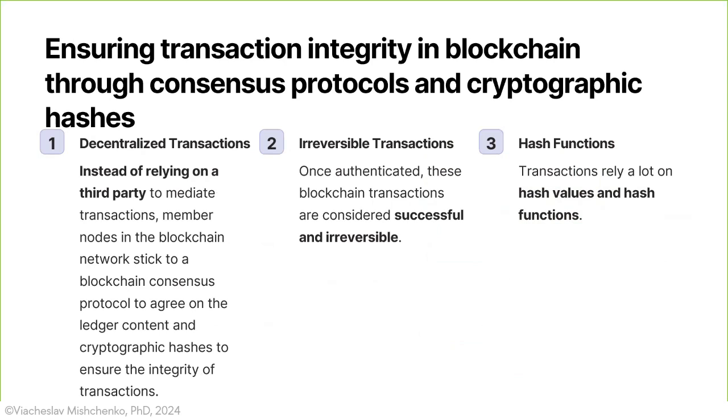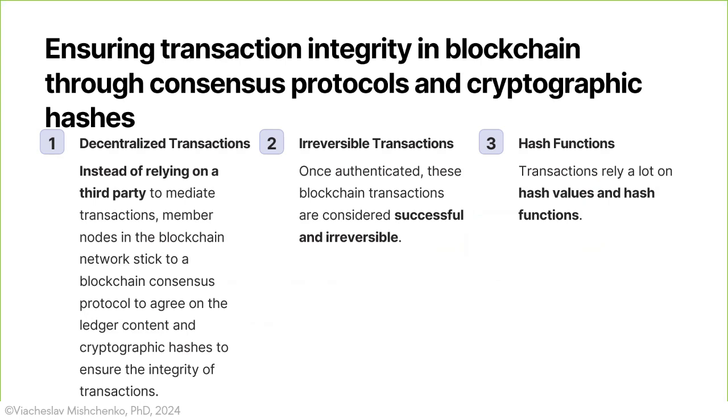The next slide. And now let me explain three fundamental concepts that make blockchain transactions so secure and trustworthy. And these elements work together to create what I consider one of the most robust transaction systems ever developed. First, let's talk about decentralized transactions. And what makes these special is that we don't need a bank or any third party to mediate our transactions in this case. Instead, member nodes in the network follow what we call a consensus protocol. You can think of it as a set of rules that everyone agrees to follow to validate transactions.